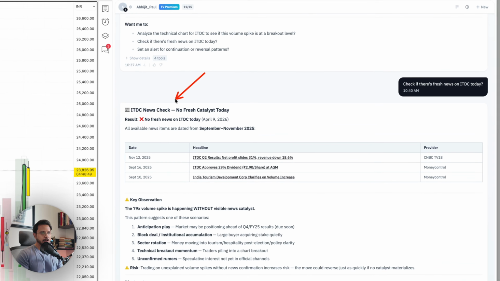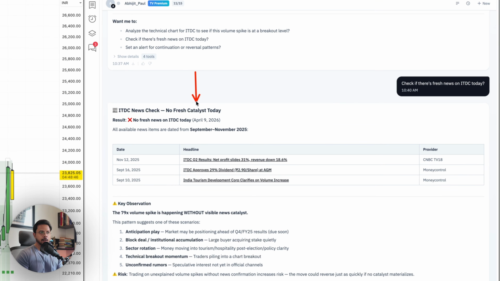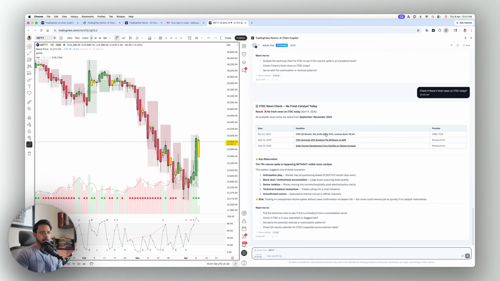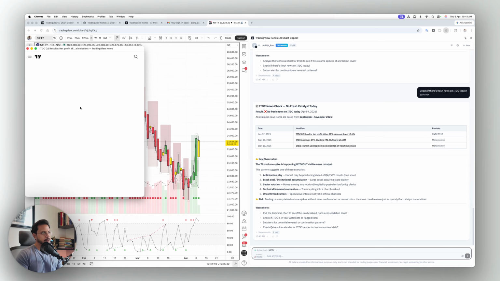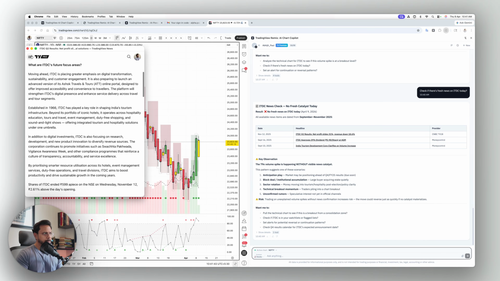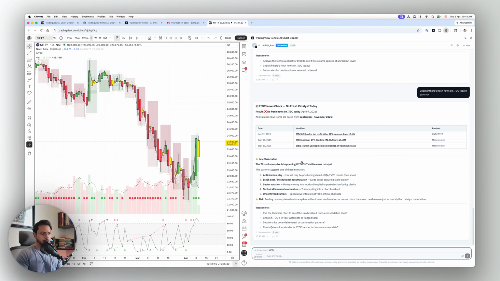So ITDC's news check: no fresh catalyst today. So whatever database, maybe Reuters and a few other data sources or news sources has, from those sources, no fresh catalyst today. Maybe if we go to Money Control or any other websites, we might find out. And so, according to its database, it's got November, September, and the quarterly results. The provider is CNBC TV 18. Are they clickable? Yes, they are clickable. So, if I click on it, I'm sure it will open that CNBC TV 18. Yes, not bad, not bad. I like what I see so far.